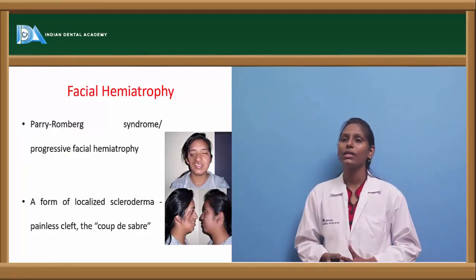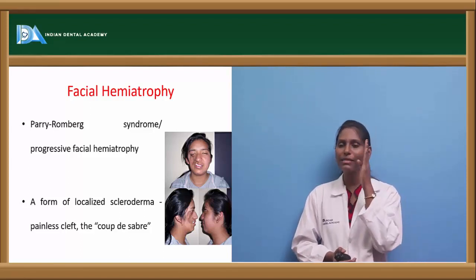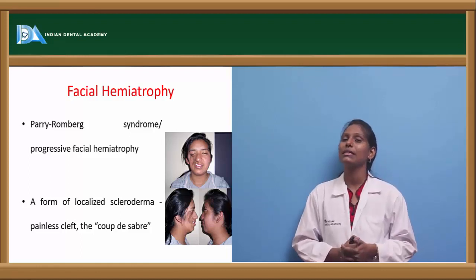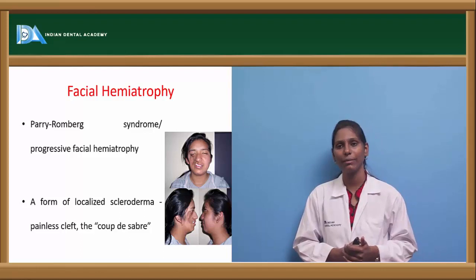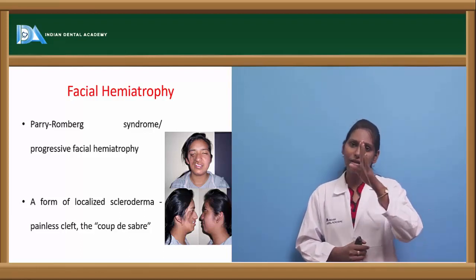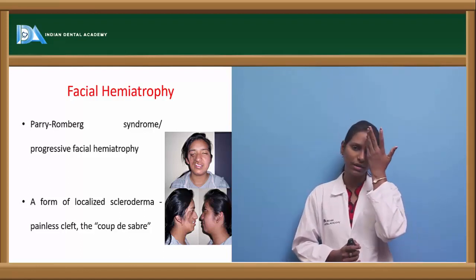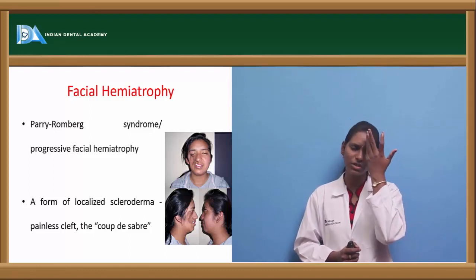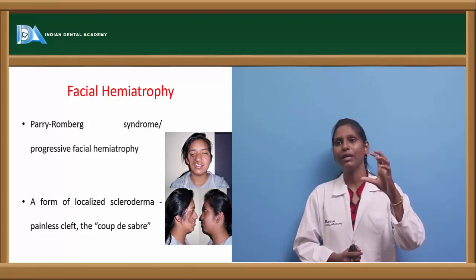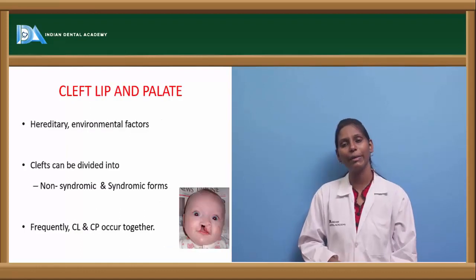And we have another condition called facial hemiatrophy. In facial hemiatrophy, one half of the face is decreased in its normal development. It is most commonly seen in Parry-Romberg syndrome or progressive facial hemiatrophy. Even in progressive systemic sclerosis or scleroderma, we see a knife-edge mark called coup de sabre. In this there is actually a painless cleft. Because of this painless cleft, there will be atrophy of that particular region of the face, leading to facial hemiatrophy.